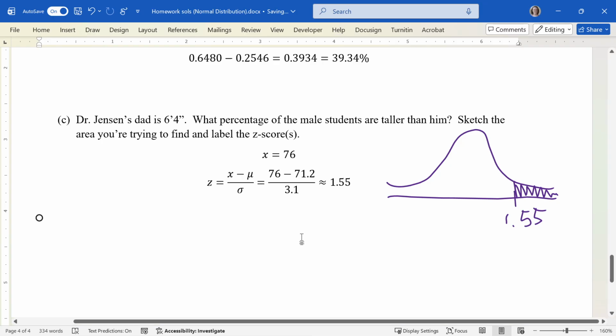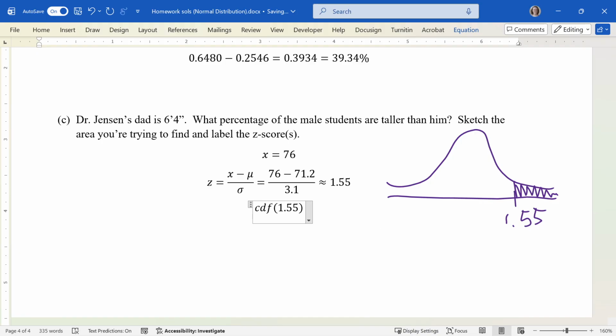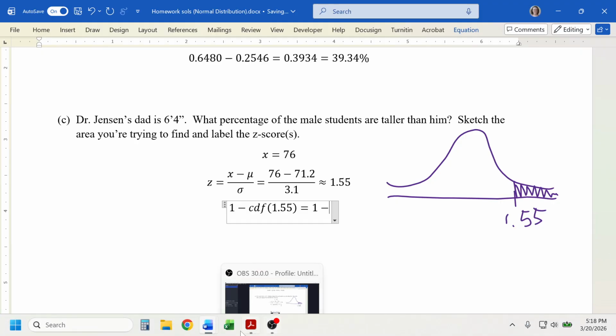All right, so how do we get the area to the right of a z-score? Well, we know how to get the area to the left of a z-score, right? And if you want the area to the right, you are looking for the opposite area, so you're going to do 1 minus that, because the area under the whole curve is 1. So I'm going to do 1 minus whatever this table value is.